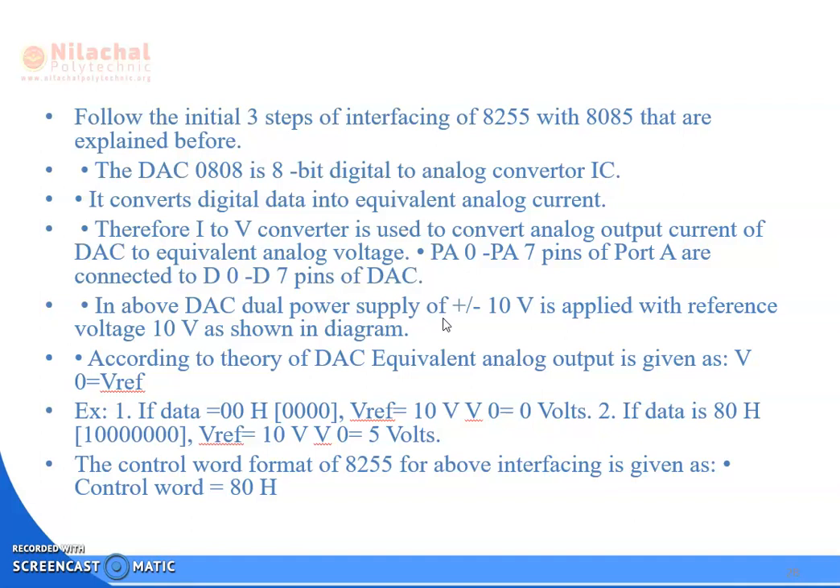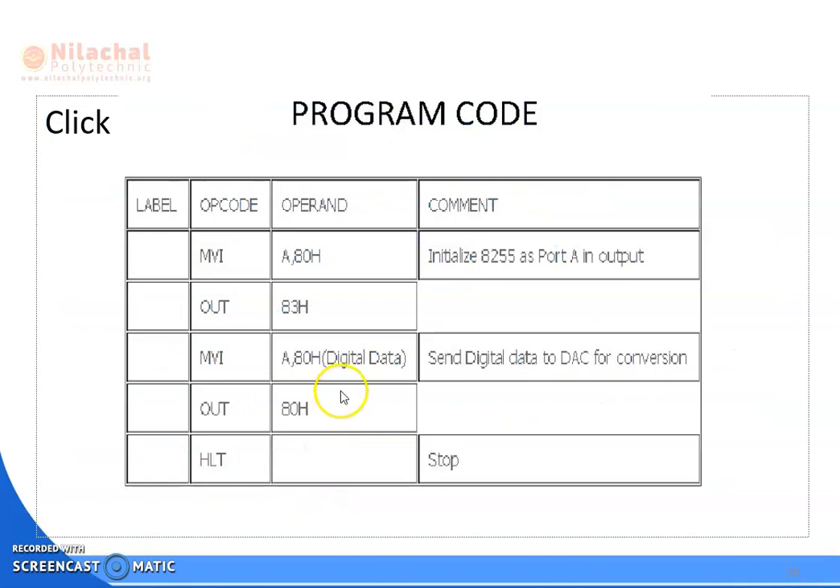According to the theory of DAC, the equivalent analog output is given as V0 equals V reference times data divided by 256. For example, if data equals 00H, V reference equals 10 volt and V0 equals 0 volt. Then if data is 80H, V reference equals 10 volt and V0 equals 5 volt. The control word format of 8255 for the above interfacing is given as control word equals 80H.